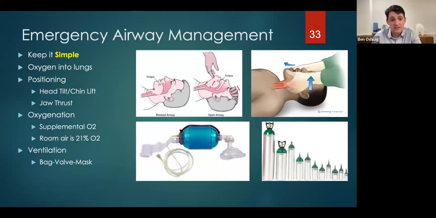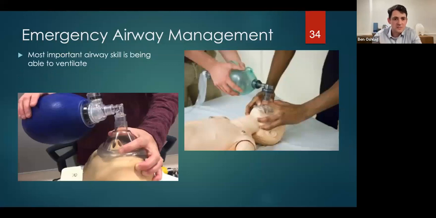If you have access to supplemental oxygen, great, you can throw that on either through a mask, through a nasal cannula, through a BVM. But if you don't have that, room air is 21% oxygen. So that's enough that we all live on every day. And if you have a BVM that's not connected to oxygen, you can still use that, and you can get 21% oxygen into their lungs. The BVM is your friend. This is the most important airway skill that you can have.